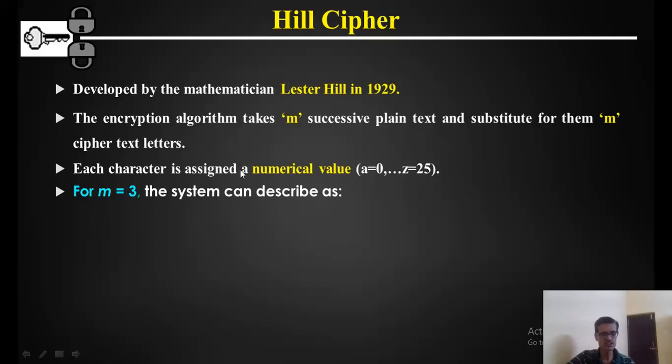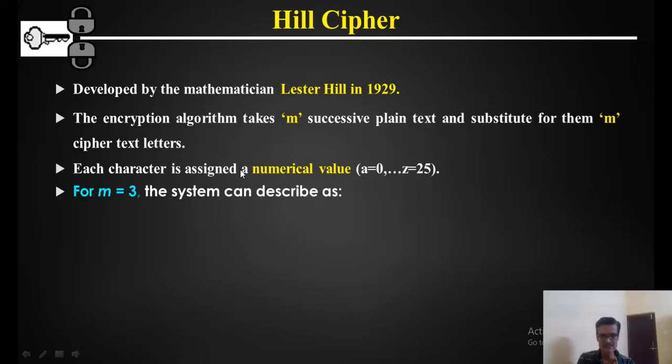In this particular method, before you proceed with the encryption algorithm, we have to replace all the alphabets in the plain text by equivalent numerical values, like a equal to 0, b is replaced by 1, c is replaced by 2, and like that, z equal to 25. Then we have to make a group of m number of letters in the plain text, where m can be 2, 3, 4, whatever it is.